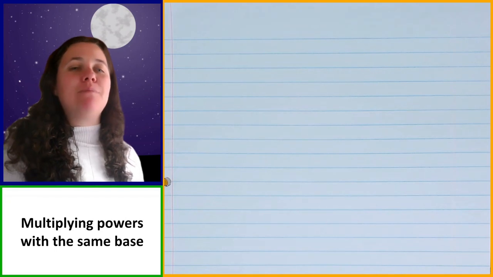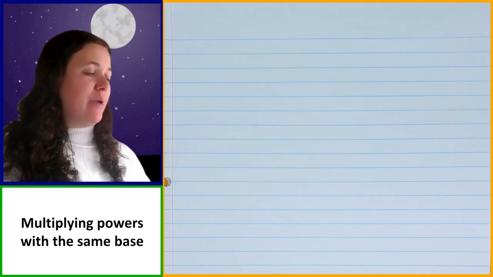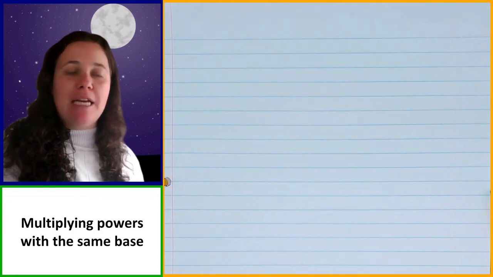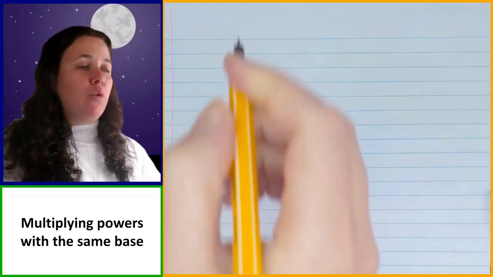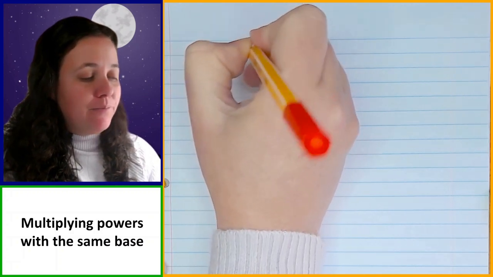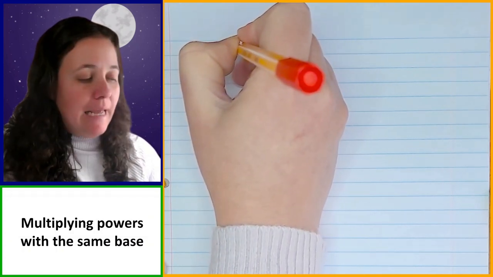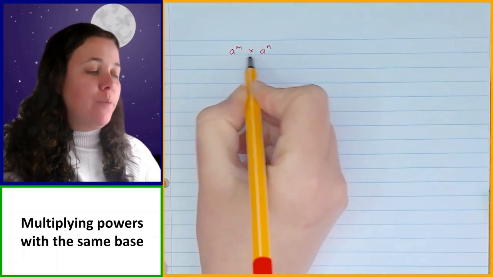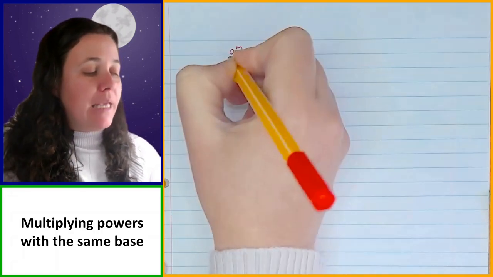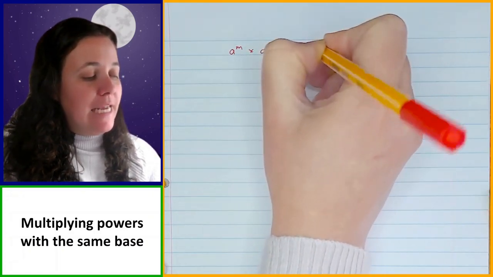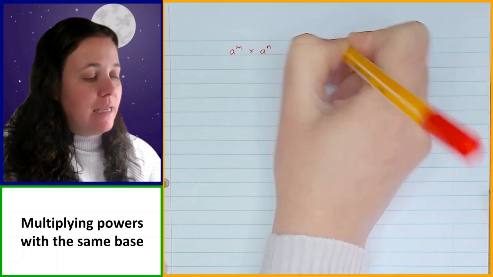The first one is multiplying powers with the same base. When you have two powers that you're multiplying together and they have the same base, then we are going to keep the base the same. So this would be something like a to the power of m times a to the power of n, where the two bases are the same as each other. We keep the base the same and we add the exponents. So that's a to the power of m plus n.